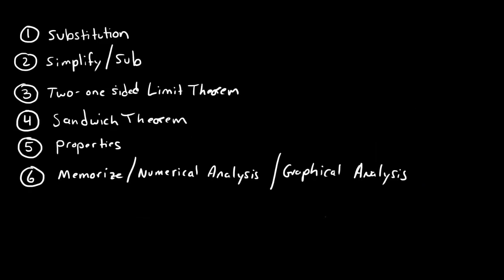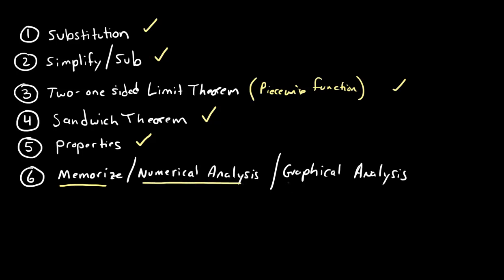On the last page of notes for this lesson, you will see a kind of outline, and I'm just going to walk through the outline, not to beat a dead horse, which, by the way, is the worst expression you can ever say. Anyway, number 1, substitution. Pretty straightforward. Simplify, sub. Number 2, the one-sided limit theorem. That's again when we have a piecewise function. We have the sandwich theorem, also called the squeeze theorem. We have properties, and then I kind of clump a bunch together. Either you're going to memorize it, or you have to resort to some numeric analysis or some graphic analysis. So that's the 6th method.